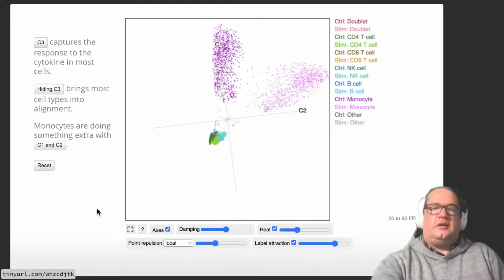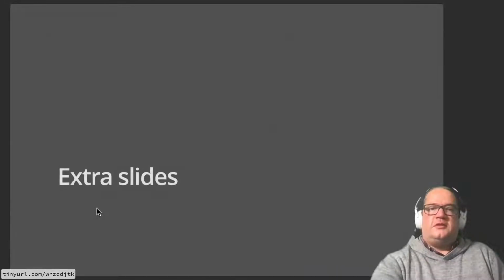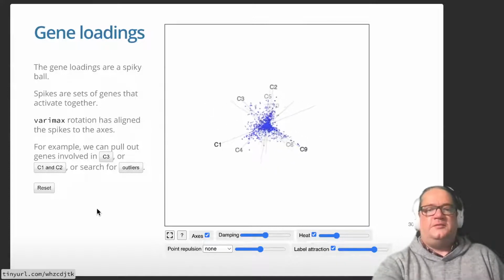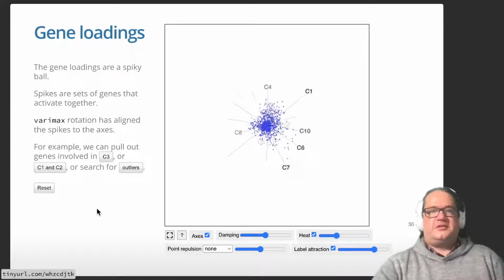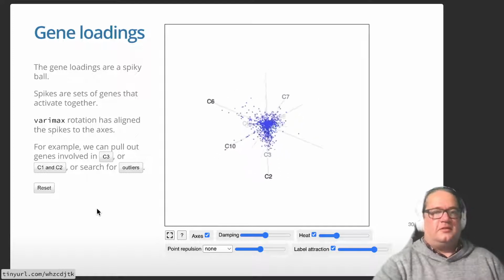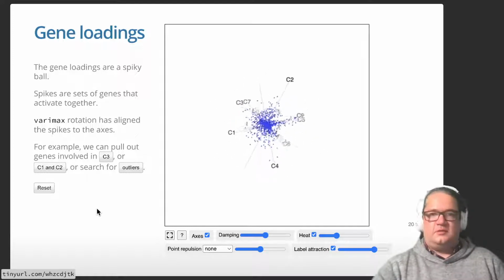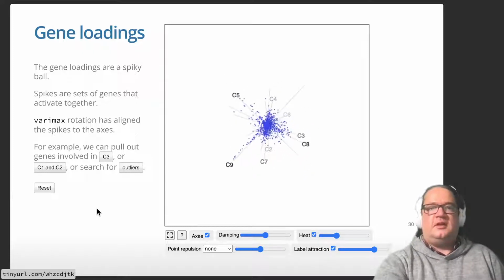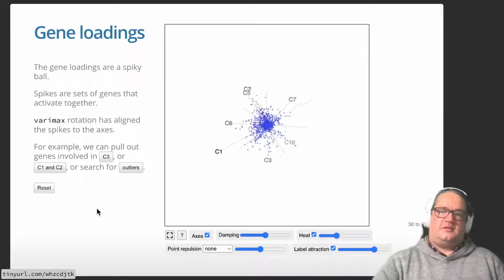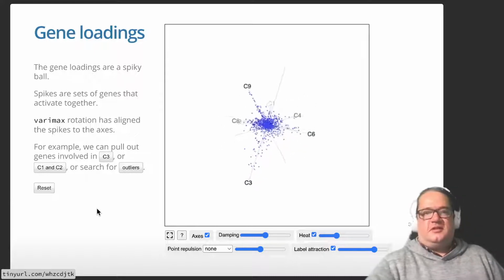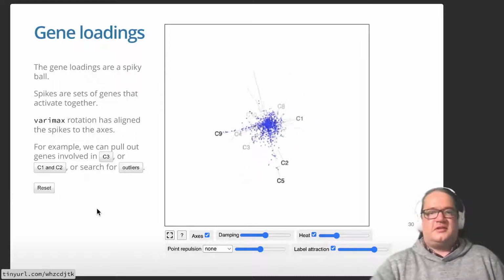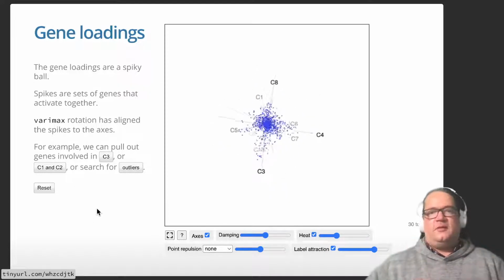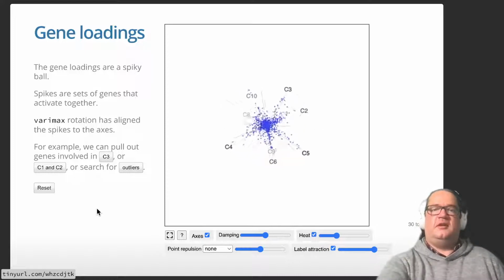So now I want to show you another slide to go with that. We've been looking at the cell scores so far. We can also look at the gene loadings. For the same set of components, we can see what genes are involved. This is a bit less structured than the cells. We can clearly see cell types. With the gene loadings, it's more of a spiky ball type of thing.